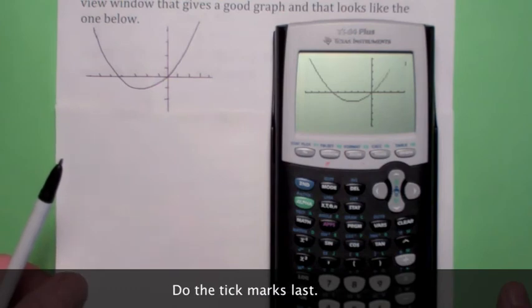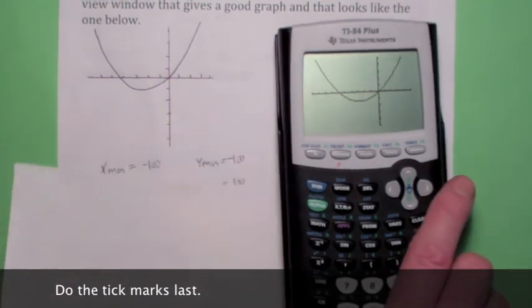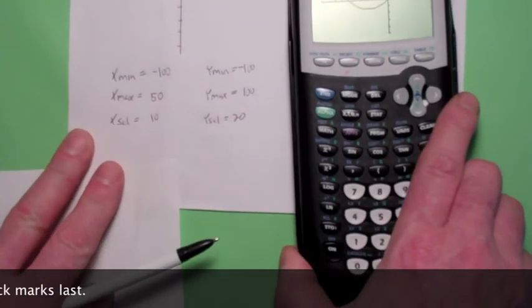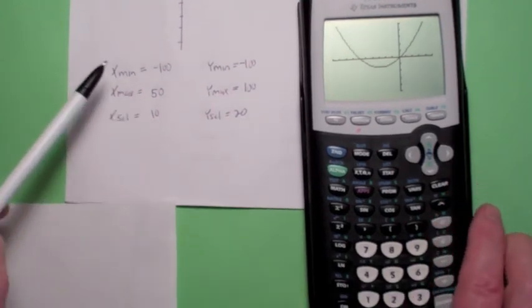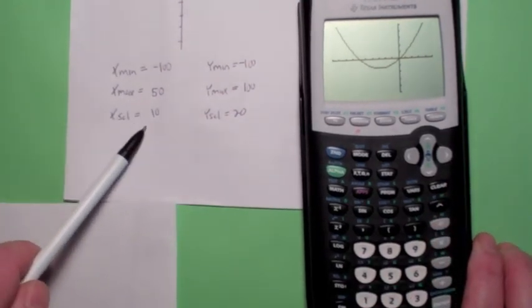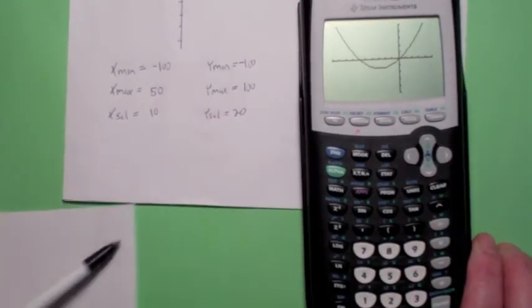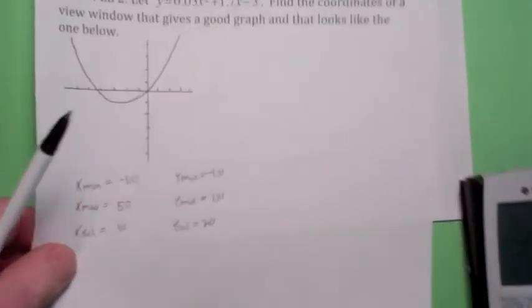I'm going to say that's a good window, as long as it's close. The window that I chose was -100 to 50 on x with x scale 10, -100 to 100 on y with y scale 20. Okay, let's do a couple more.